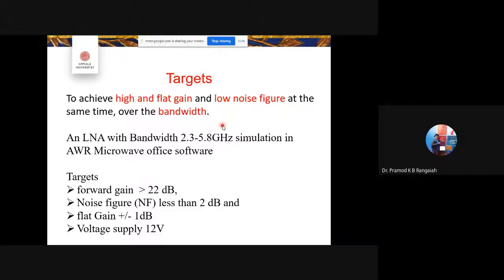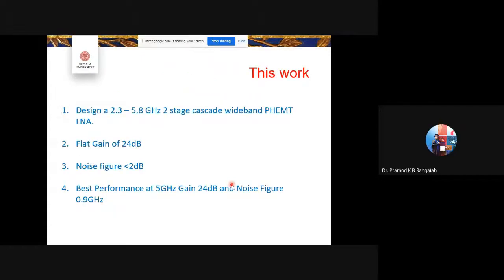Since it is 5.8 gigahertz, a higher frequency, we should consider EM structure simulations, and yes, I'm using the AWR Microwave Office software. The forward gain should be more than 22, the noise figure should be less than 2, flat within plus or minus 1 or 2, and the voltage supply can go up to 12 volts. These are our targets, so we will look at it stepwise. Flat gain and noise are our key performance measures.